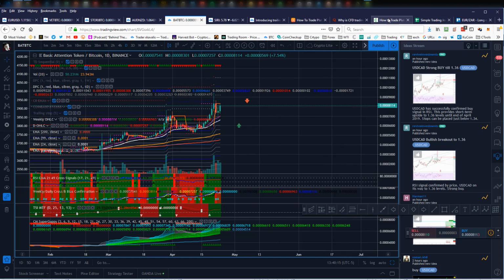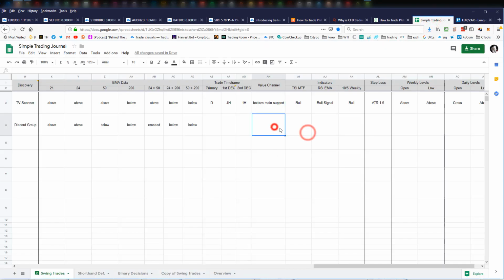So when I go to my chart for my indicator, what I do is I would say, day, 1 hour, bottom, main support. My TSI was in a bull sentiment. My RSI was in a bull sentiment. So if that candle close had a bull signal, then I would make it a bull signal. And it's obvious that if it's a bull signal, it has a bull sentiment. So if I entered that trade and the RSI EMA had a bull signal, then what I would put there is a bull signal.